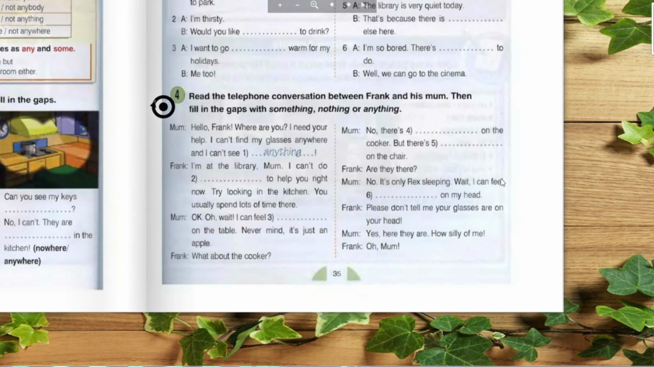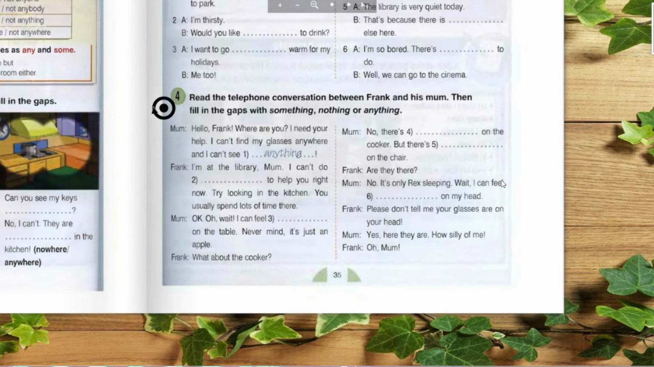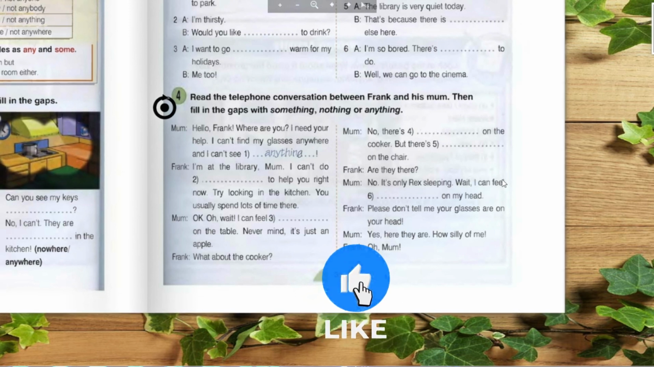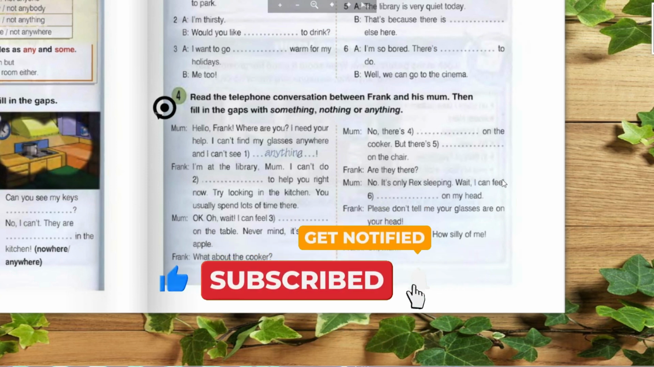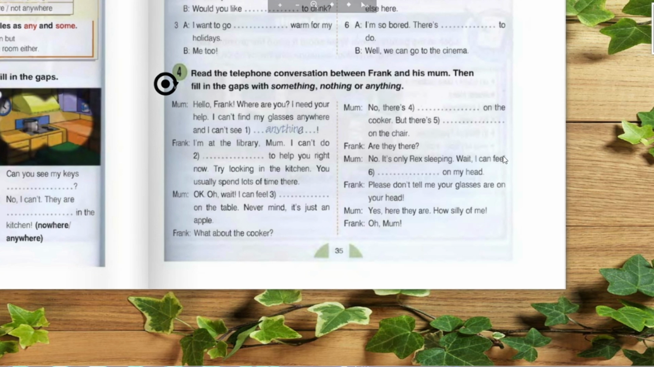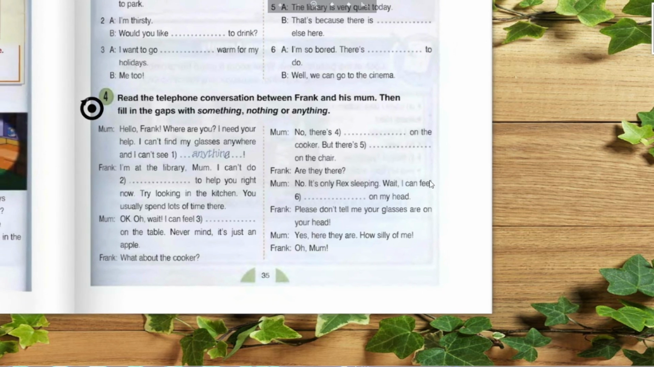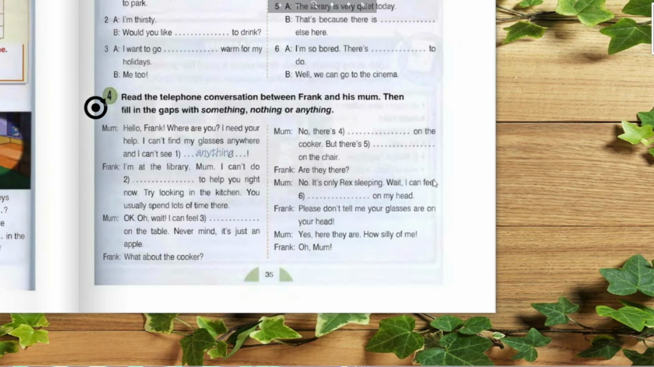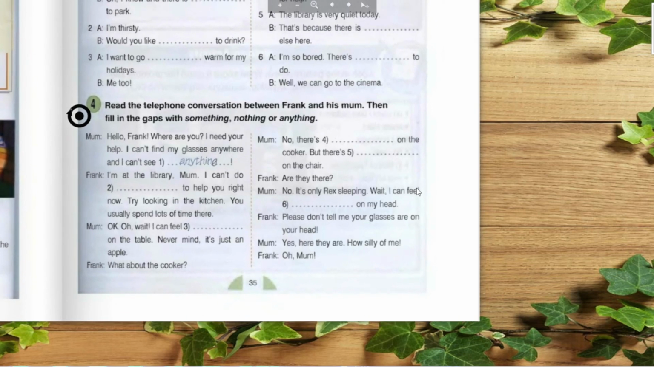Hello, Frank. Where are you? I need your help. I can't find my glasses anywhere and I can't see anything. I am at the library, Mom. I can't do anything to help you right now. Try looking in the kitchen. You usually spend lots of time there. Okay, oh wait, I can feel something on the table. Never mind, it's just an apple. What about the cooker? No, there is nothing on the cooker, but there is something on the chair. Are they there? No, it's only Rex sleeping. Wait, I can feel something on my head. Well, don't tell me your glasses are on your head. Yes, they are. How silly of me.